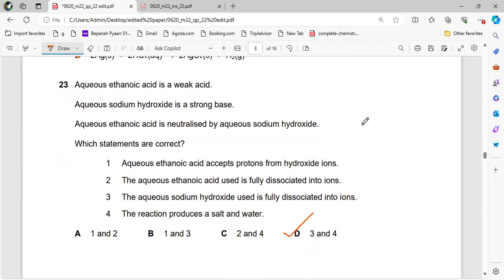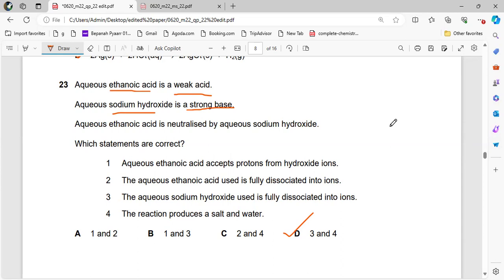Aqueous ethanoic acid is a weak acid, which is already given in the question itself. And aqueous sodium hydroxide is a strong base. Aqueous ethanoic acid is neutralized by aqueous sodium hydroxide. Which statements are correct? Aqueous ethanoic acid accepts protons from hydroxide ions. So this first statement is wrong. Acid is a proton donor and not a proton acceptor.